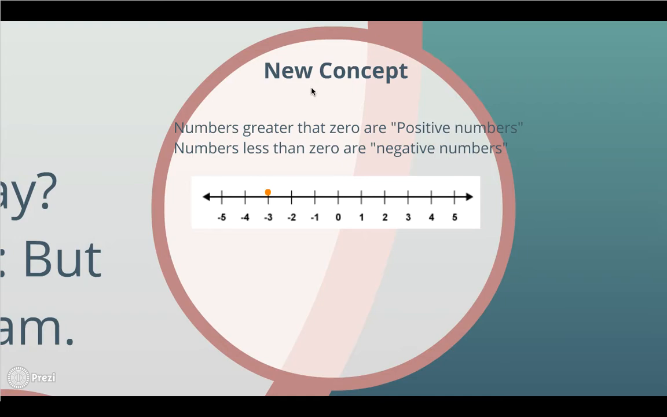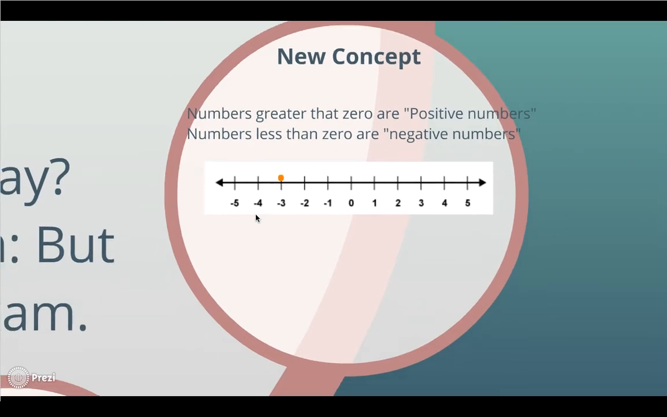Anything greater than 0, so 1, 2, 3, anything on this number line greater than 0 are called positive numbers. Anything less than this are called negative numbers, all right? So if we look at this orange dot, it's on negative 3. So anything that goes below, negative numbers.